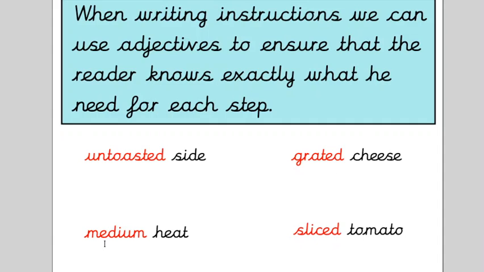This one's very important, the medium heat. They need to know what type of heat. If they put it on a really high heat, then obviously it's going to get burnt quicker. If they put it on a low heat, then it won't become a cheese toasty. It won't melt very much.